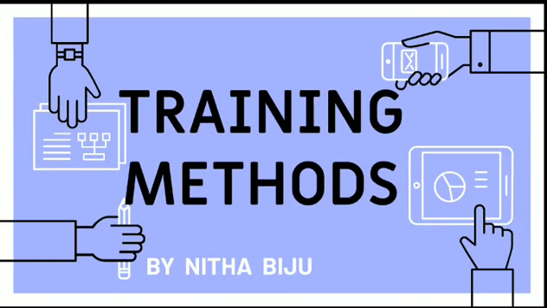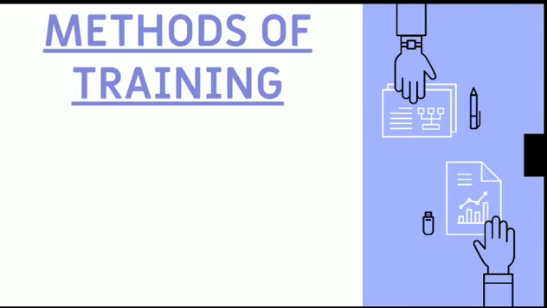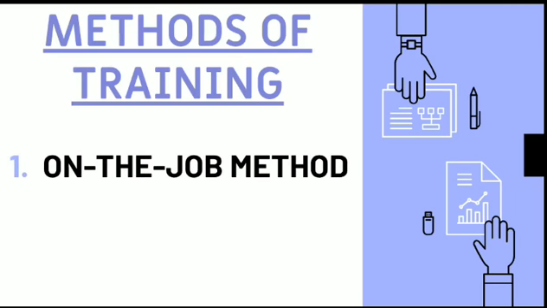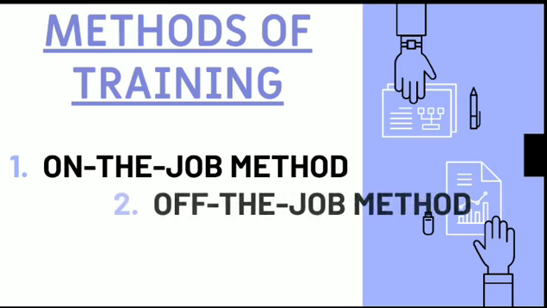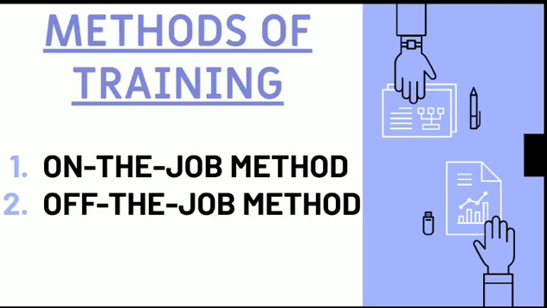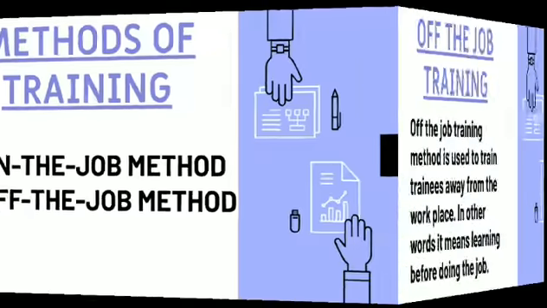In our last class, we studied the methods of training. Just a recap: first, we have the on the job method. We have already completed all the types of on the job methods of training. Today we are going to study the off the job methods of training, one by one.